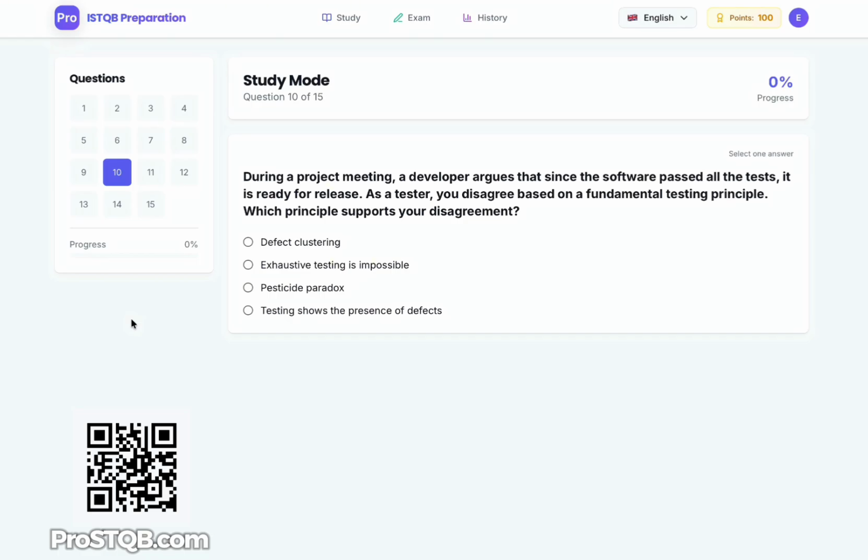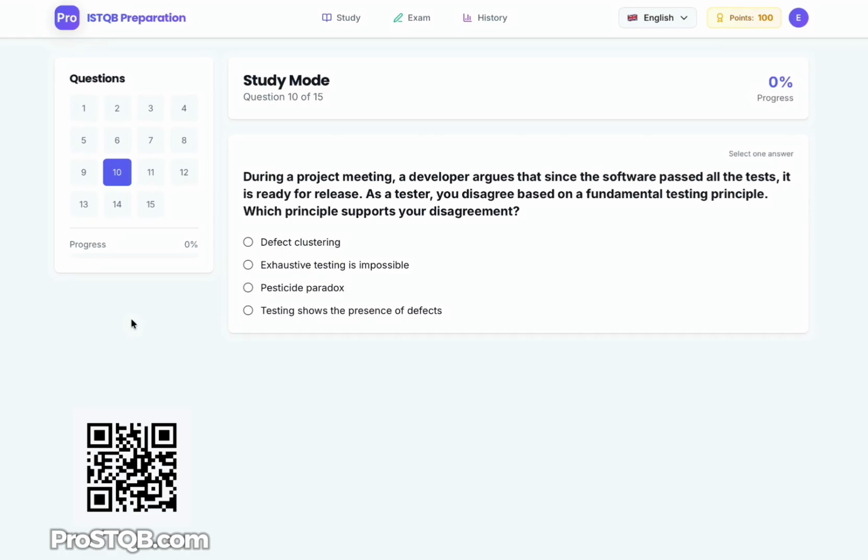Option C, pesticide paradox. That's about running the same tests over and over until they stop finding new defects. Interesting, but not the issue here. Option D, testing shows the presence of defects. Exactly, testing can demonstrate that defects exist when we find them. But if we don't find any defects, that doesn't prove there are not any.